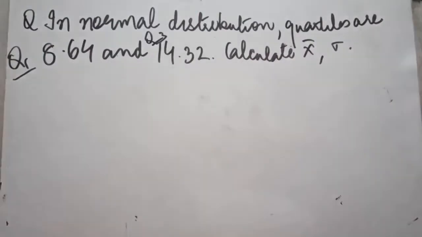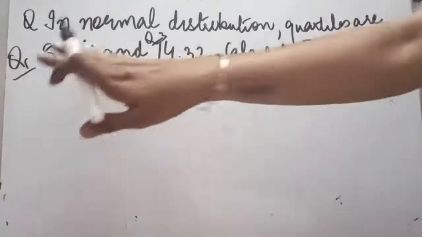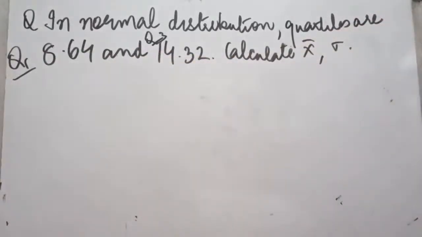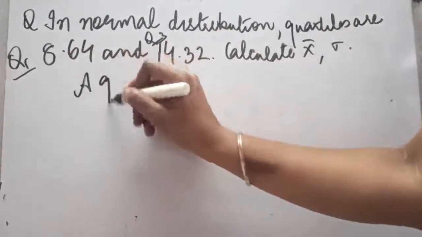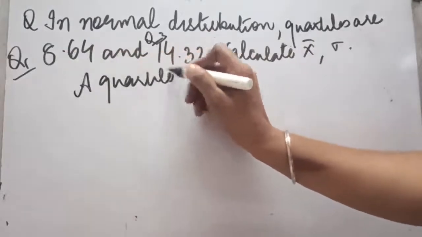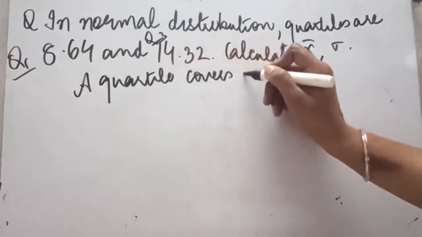In the earlier example you have seen that the percentage of area covered was also given besides x. Now these are the values of x, and mean and standard deviation have been asked. So now we will say how much area a quartile covers. A quartile covers 25% of the area of any line.